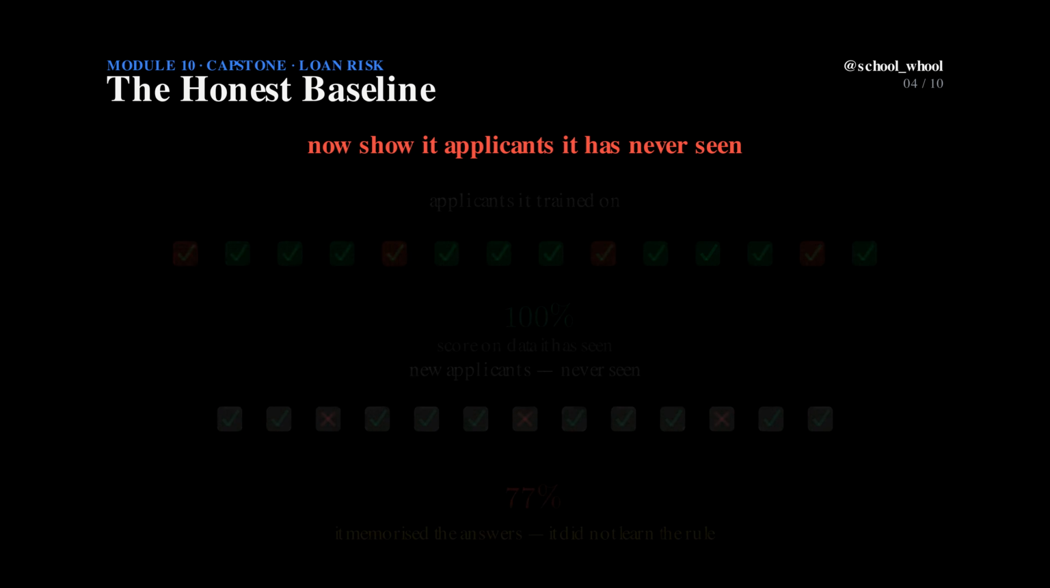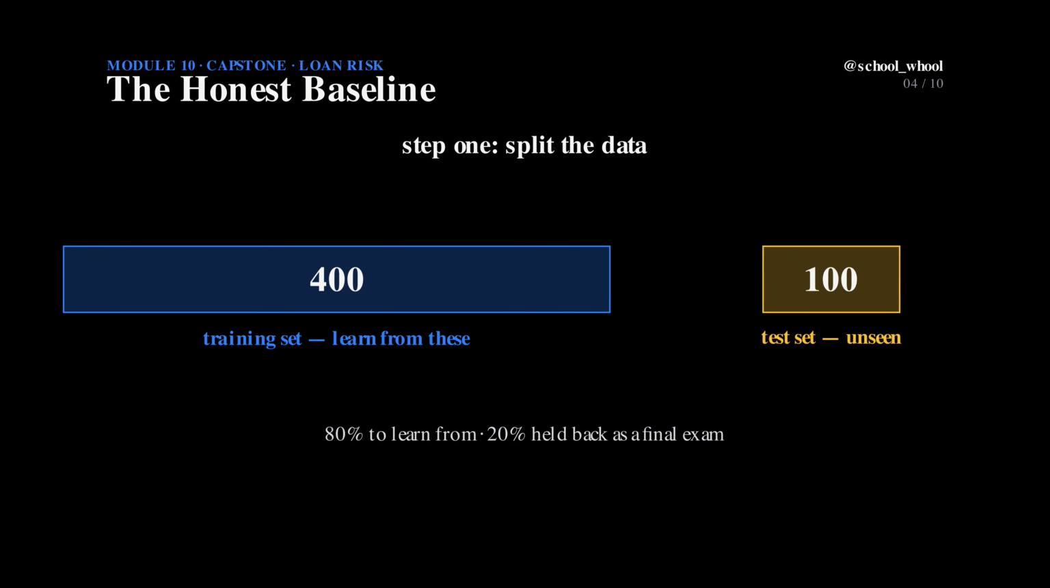So the very first move, before anything else, is to split the data. We keep 400 of our 500 applicants to learn from, the training set. And we set the other 100 aside as a test set, unseen final exam questions.